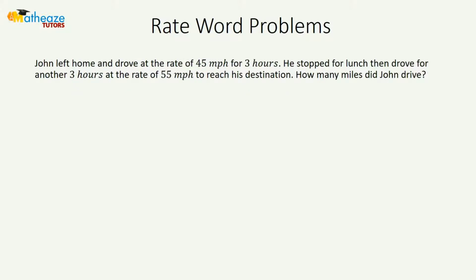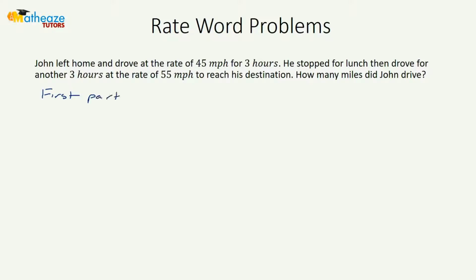So John left home and drove at a rate of 45 miles per hour for 3 hours. He stopped for lunch, then drove for another 3 hours at a rate of 55 miles per hour to reach his destination. How many miles did John drive? So let's look at the first distance he covered. Let's look at the first part of his journey.